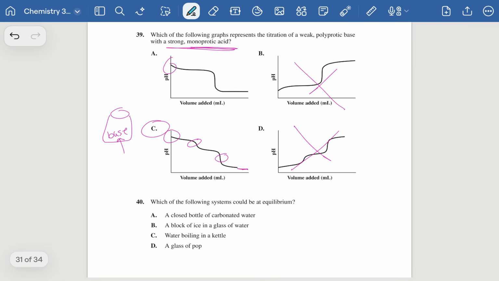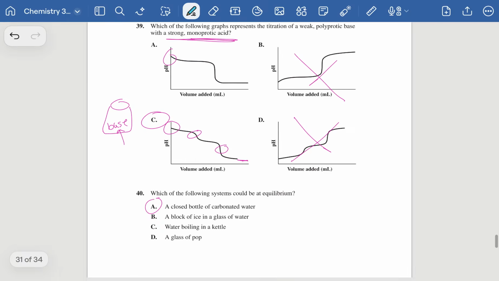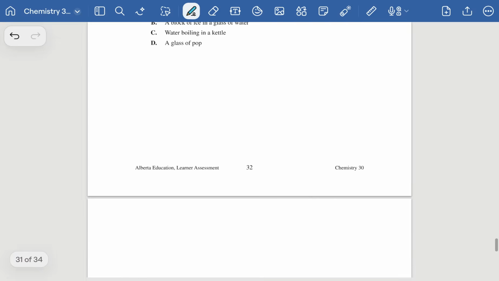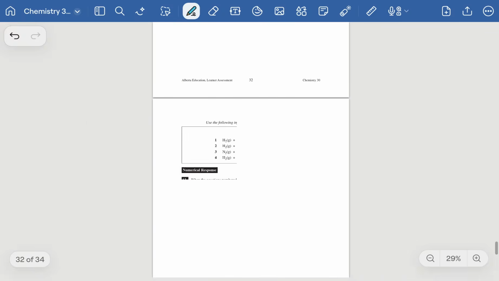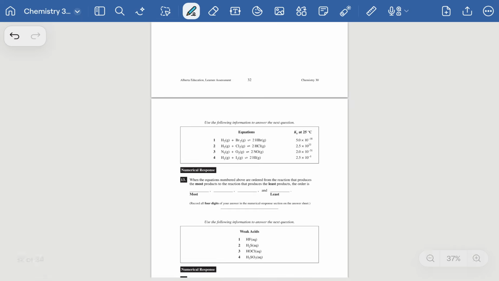Following system at equilibrium. Going through this, if you do know the 4 conditions of equilibrium, one is it needs to be a closed system, so we can't have things escaping. So the only one that would show a system at equilibrium would be A. And then this last multiple choice question is asking, oh, did I skip a page? I think I skipped a page. Okay, I did. Sorry, not quite the last one.